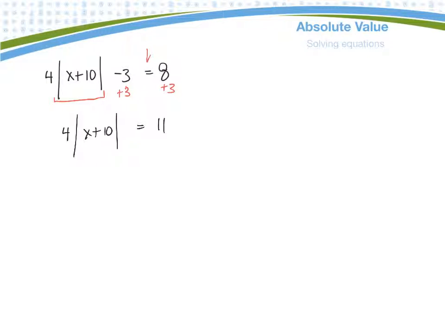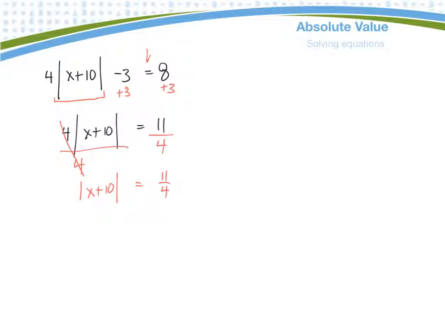Then I want to isolate that absolute value sign, so I have to divide by 4. So I'll divide this side by 4. Those will cancel. Divide this side by 4. So then I'll get the absolute value of x plus 10 is equal to 11 quarters.